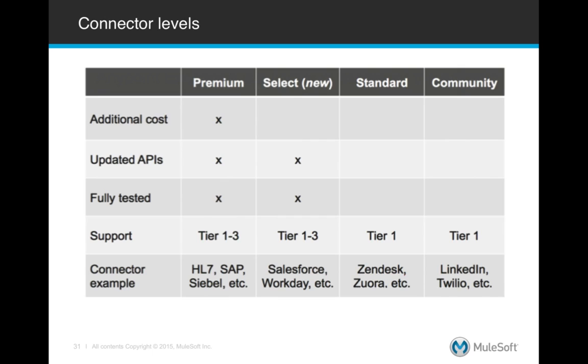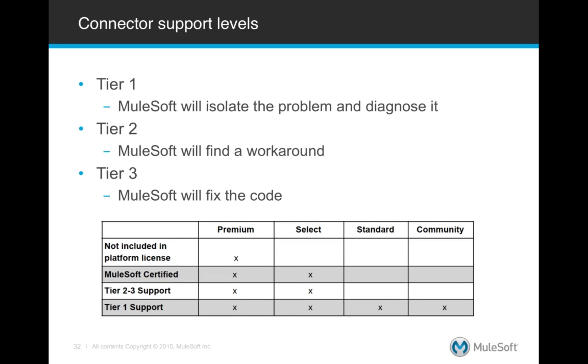Now, you might be wondering what exactly these tiers of support mean between the different connector levels. Basically, tier 1 is MuleSoft is going to isolate the problem and diagnose it with the connector. Tier 2 is MuleSoft will find a workaround for that particular item in the connector that you're filing a potential support issue or bug with. In tier 3, MuleSoft will actually fix the code of that particular connector.